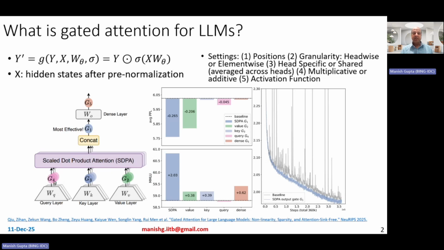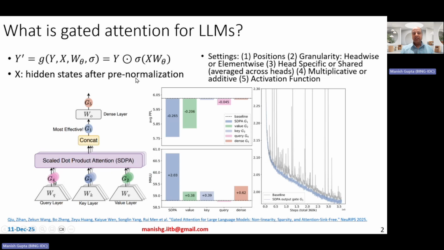Third, they also do head-specific or head-shared gating, which means that for different heads, you use different gate values for every position, or you share those values by taking an average across various heads for each position. Gates could be applied in a multiplicative or additive manner, so this operation could multiply with your Y or add. Finally, the activation function could be different: you could use a SiLU activation function, or a sigmoid activation function. Here it is shown as sigmoid.